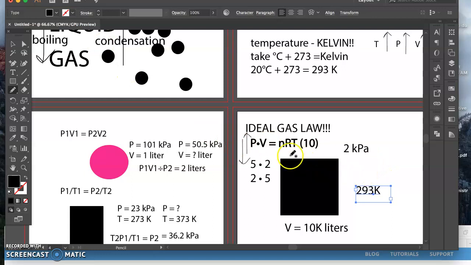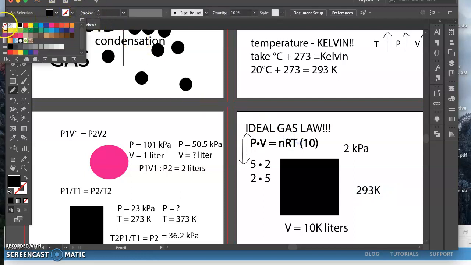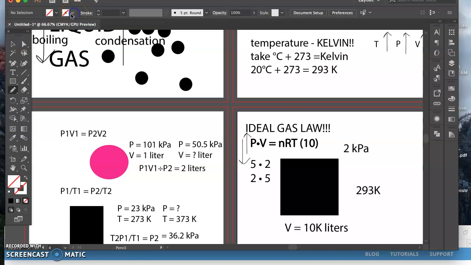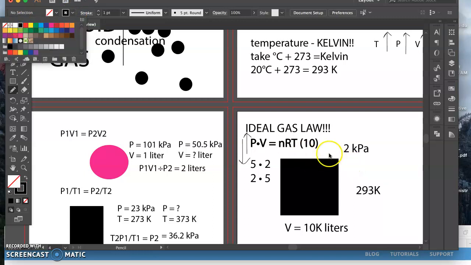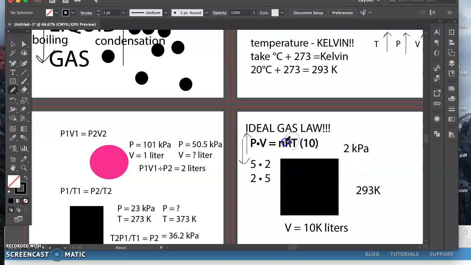And let's say, so we have PV equals nRT. We want to know what N is. So we're going to get the RT on the other side of the equation. We're going to get the RT over here, and to do that, to move that to the bottom. So now we have a new equation: PV over RT equals N.